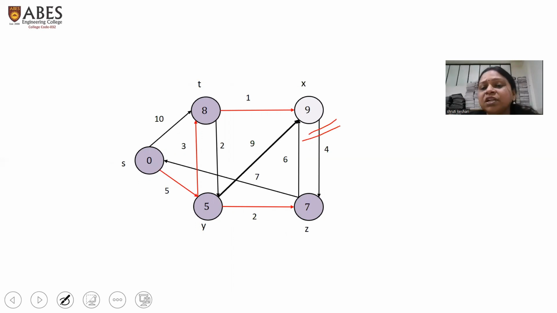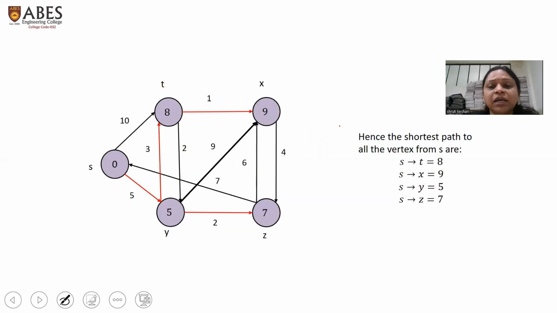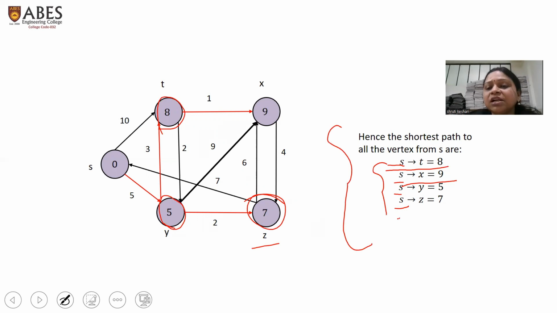No need to check for the other vertex, because in Dijkstra's algorithm, when a node is already visited, you cannot go back to the vertex. So here, this will get updated and this will give you the final cost. That is what it is saying: from one node, a single source. What is the meaning of single source? The source is fixed. From S to T, your cost is 8. From S to Y, your cost is 5. From S to X, the cost is 9. From S to Z, the cost is 7. By using Dijkstra's algorithm, you get the minimum cost from a single source to all other nodes. And that is this one.